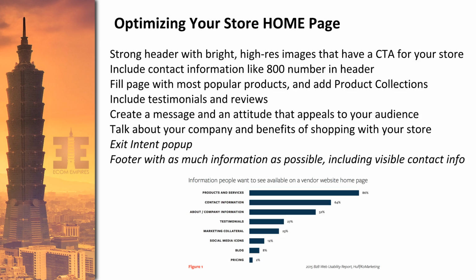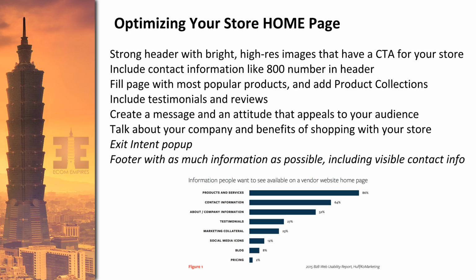Number one is a strong header with bright high-res images that have a call to action for your store. Including a phone number or some type of contact information goes a long way as well. Including testimonials and reviews. Then fill the page with most popular products. That's where, on your homepage, you can display your most popular products to try to turn your homepage into a product page almost, right? You're trying to redirect them to products from the homepage.